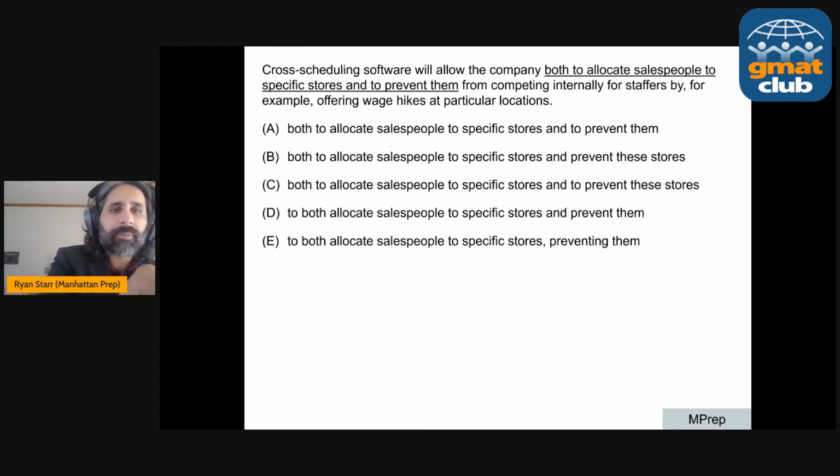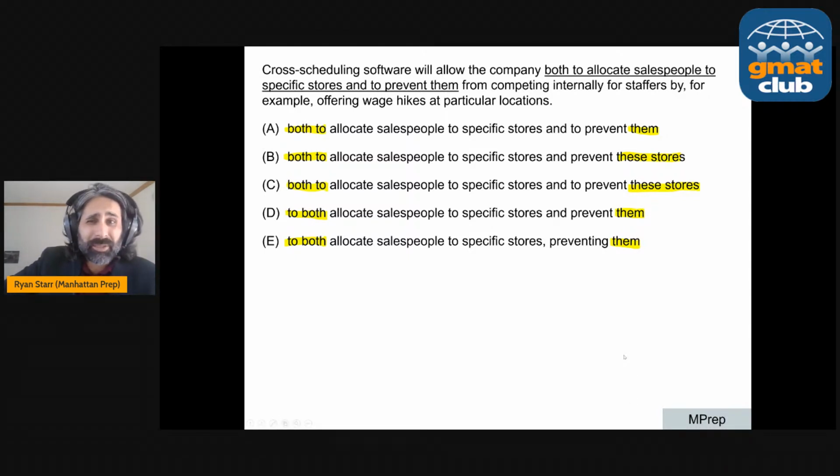Notice that some have both to and others have to both, right? Some have prevent them. Some have these stores. And just take one difference at a time. Consider it and think about which one's going to be right from a grammatical perspective, from a clarity of meaning perspective, and barring those two things, from just a word choice, idiom, concision even perspective. All right.